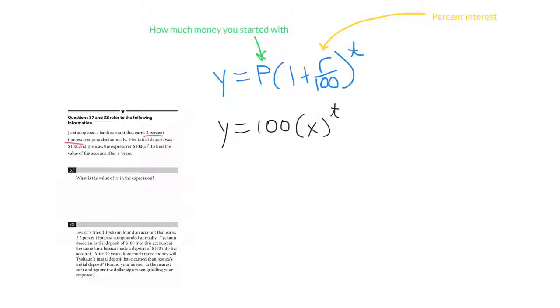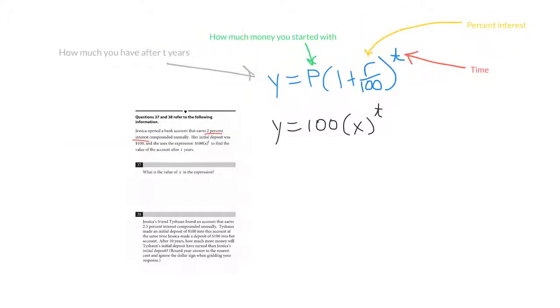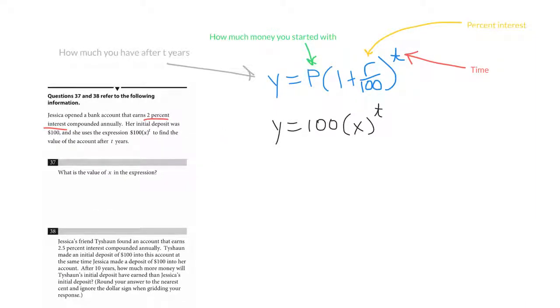And then finally, and this one's probably the most obvious, t is the time gone by, in years usually. Sometimes they'll put an a over here, but we'll just leave it as y. Y represents how much money you have in the bank after a certain amount of time. So I'll write that: that is how much you have after t years. That's what y equals. Hopefully that makes sense. Again, it's good to memorize this equation.